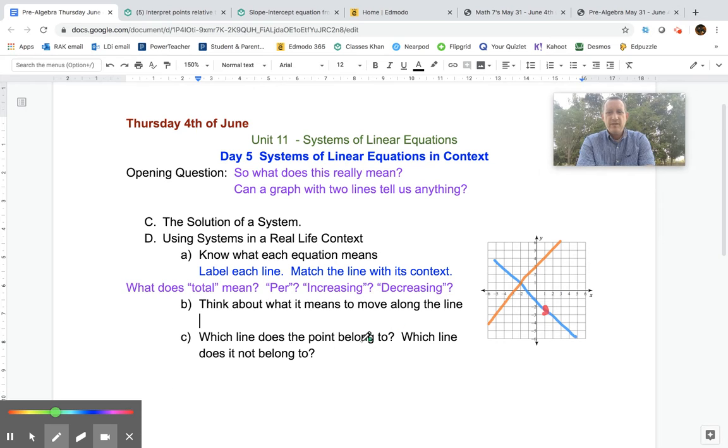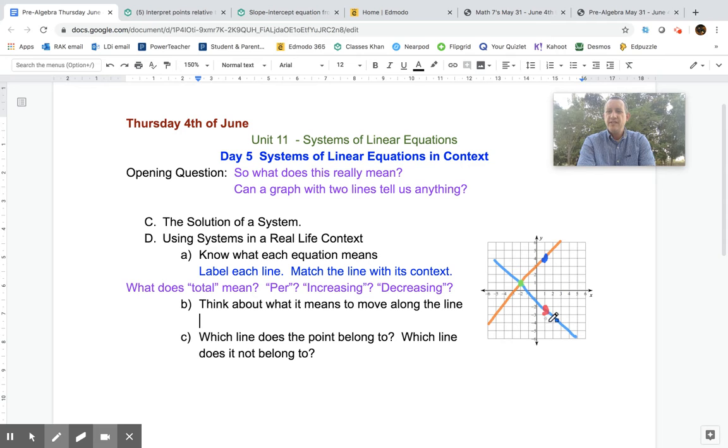If the point was in the middle, that means it would belong to both equations, to both scenarios. Both scenarios would be true. Maybe they're working together in this context. And then, of course, if the point that's picked is here on this orange line, that means you're just talking about when the three workers are working. So you think about where that point is located, and that will help you know which context is true.